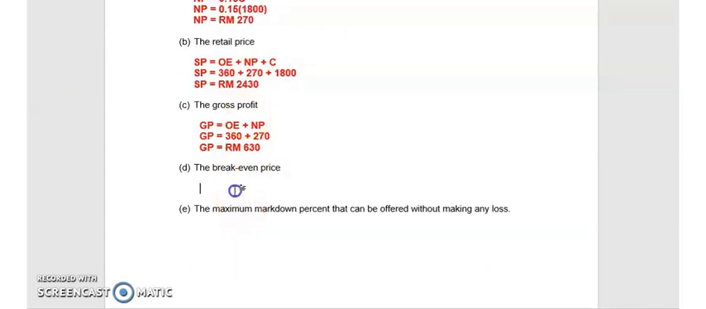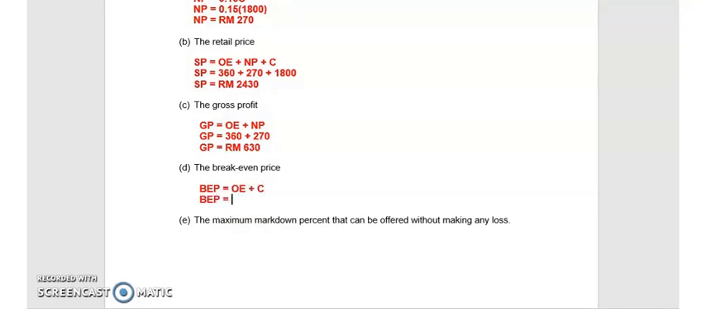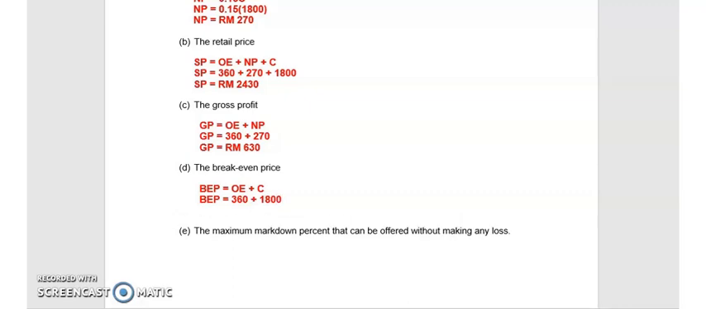Okay, now the break-even price. The break-even price is given by OE plus cost. OE is 360. Cost is 1,800. So BEP is equivalent to RM 2,160.